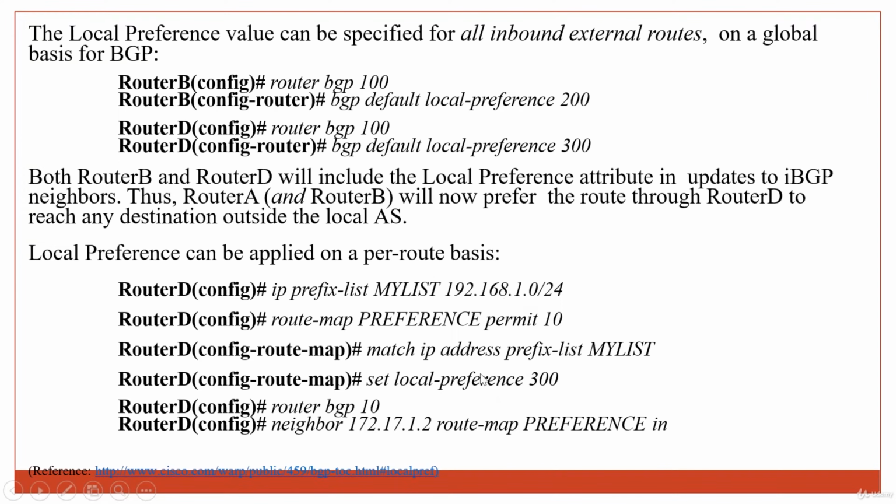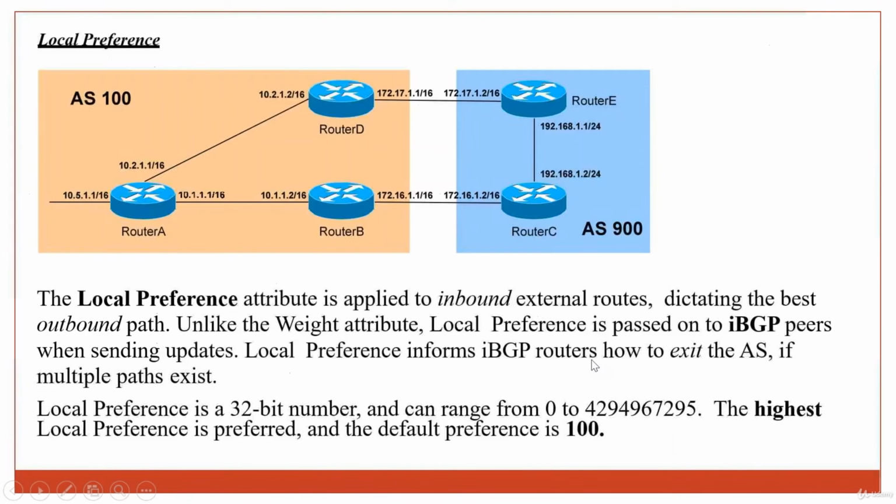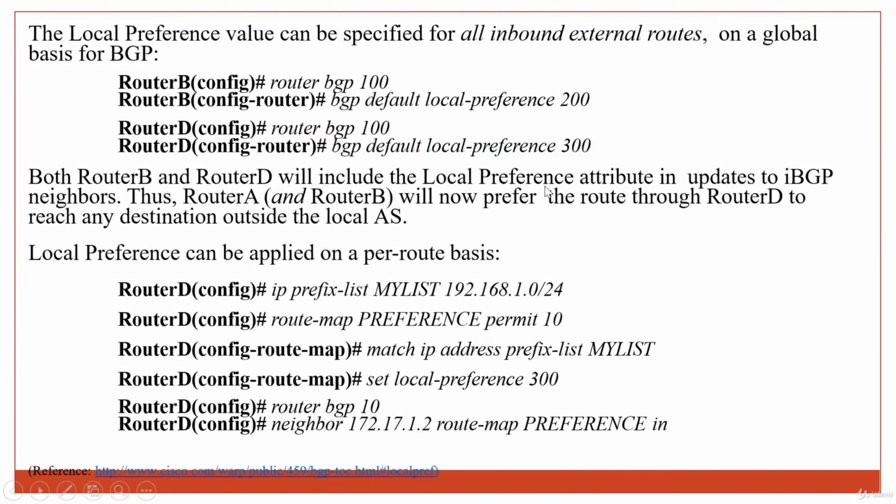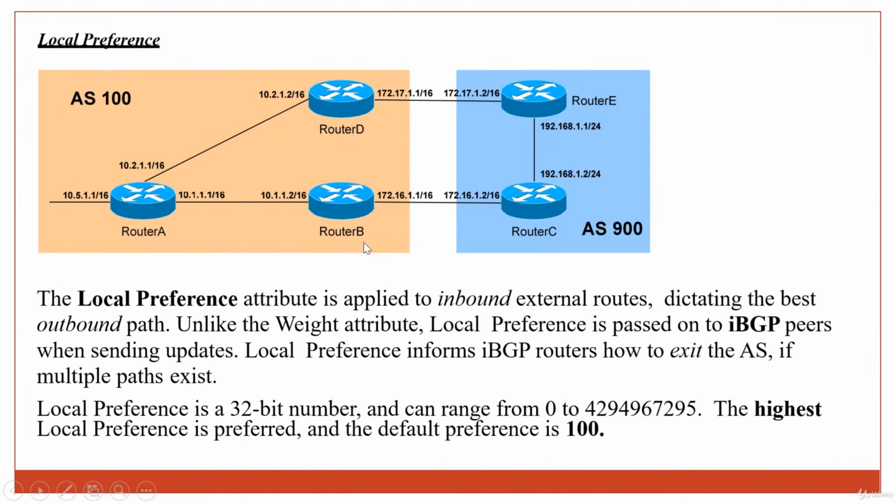In the same way, we have created the route map and applied it. I'm matching this route and then setting the local preference, for example 300, and then I'm applying it in. Here you can see that 1.2 is my neighbor. Likewise, I will apply local preference of 200 to router B. So obviously router B will prefer.